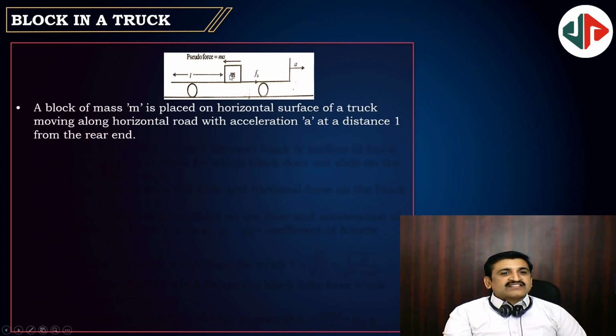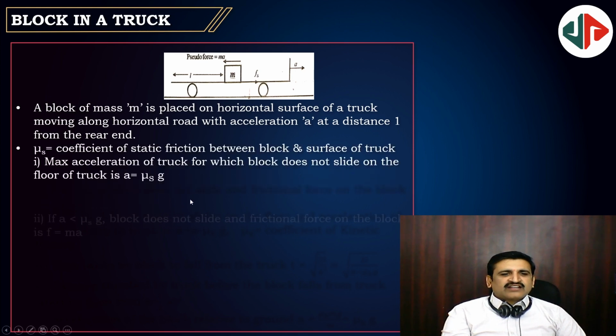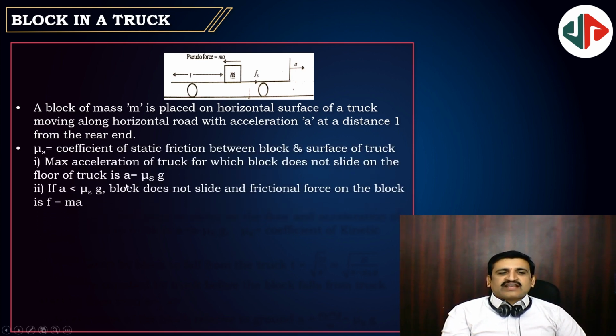The pseudo force is equal to ma. With whatever acceleration the truck gets, the same acceleration the block will get. So force on it is ma. So the applied force on the block is ma. If it is greater than static friction, it slides back. If it is equal, it is ready to go. If it is lesser, it will be at rest only. Yeah, in that context, we can say simply acceleration is equal to mu into g.